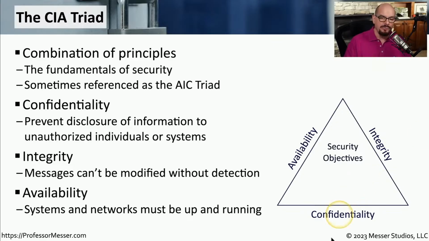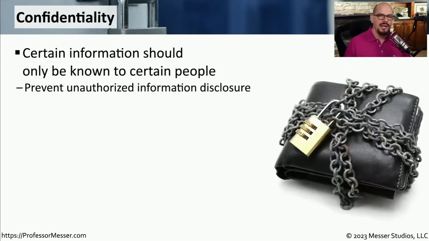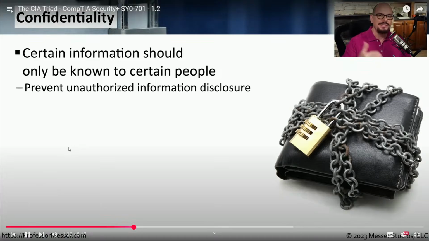You'll often see the triad written as a triangle, and each leg of the triangle has the confidentiality, the availability, and the integrity listed as the security objectives associated with the triad. One of the biggest challenges we have in IT security is making data available to others, but making sure that availability is only to the right people. We refer to this as confidentiality.